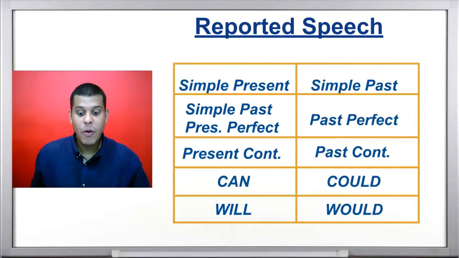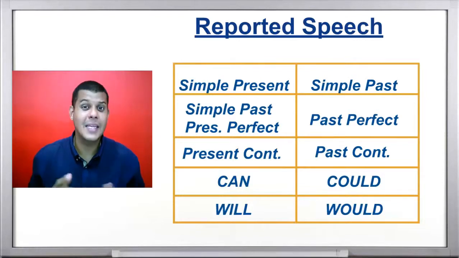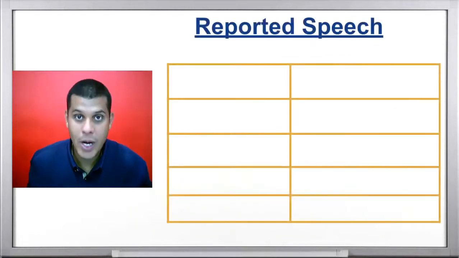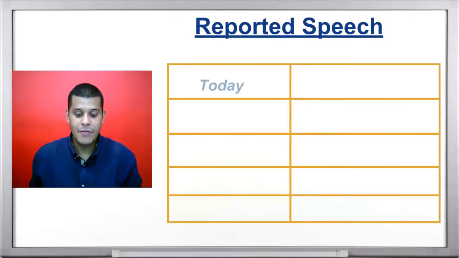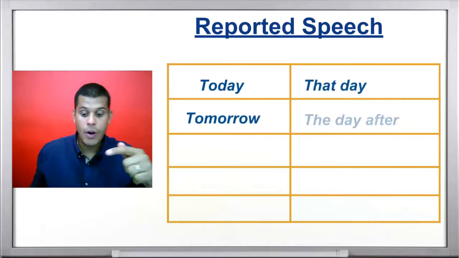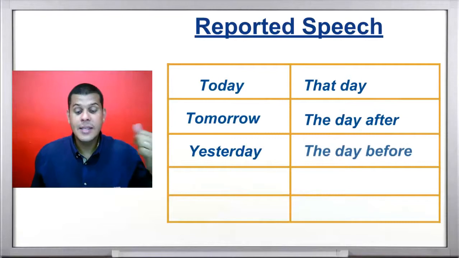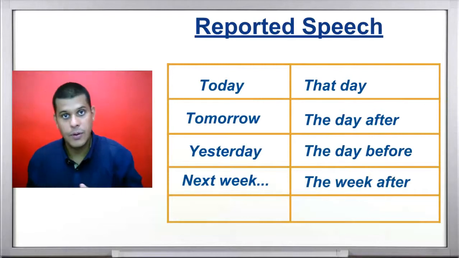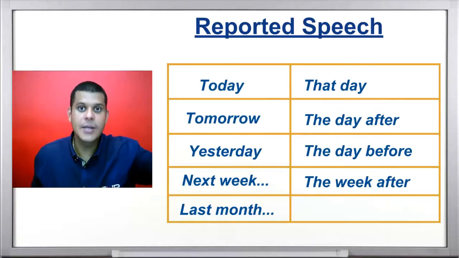Okay. So now, after I talk to you about these different verb tenses you're gonna have to use and pay attention to when you make reported speeches, I'm gonna talk a little bit to you about the time expressions we must use. Okay. So for example, in reported speech, every time you have "today" in the direct speech, you're going to change it into "that day." "Tomorrow" becomes "the day after" or "the next day." "Yesterday" becomes "the day before." Okay? "Next week" becomes "the week after." And "last month" becomes "the month before." "Next year" becomes "the year after."